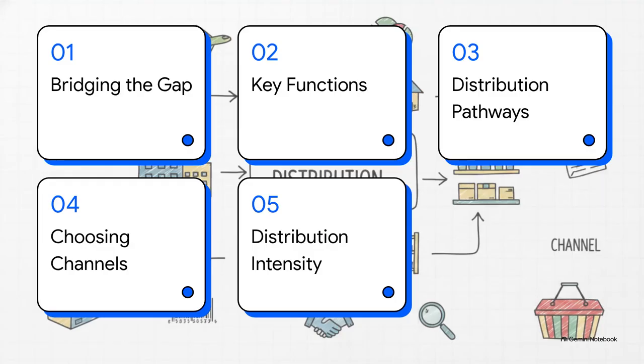To understand how we close this gap, our explainer today is going to follow a product's journey. We'll be looking at bridging the distribution gap, the key functions of channels, common distribution pathways, how businesses choose the right channel, and finally, deciding on distribution intensity. Let's get right to it.